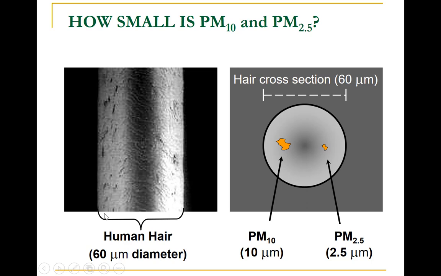Human hair typically has a diameter of 60 micrometers or more, depending on how thick that human hair is. So if you look at the cross section of that human hair, PM10 particles are much smaller than the cross section of the human hair, whereas PM2.5 particles are even smaller because they have a smaller diameter.